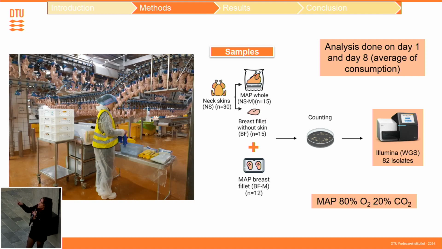Also, from the same flock we took 12 random MAP-packed fillets that weren't from the same chicken, of course. We selected some of them for sequencing for the third objective I mentioned before. We counted on two different days. The fresh products were counted on day 1, and the MAP packs were counted on day 8, because we estimate that is the average time for the average consumer, and also after refrigeration. The MAP was high in O2 and low in CO2, which we expect to produce some effect on Campylobacter.